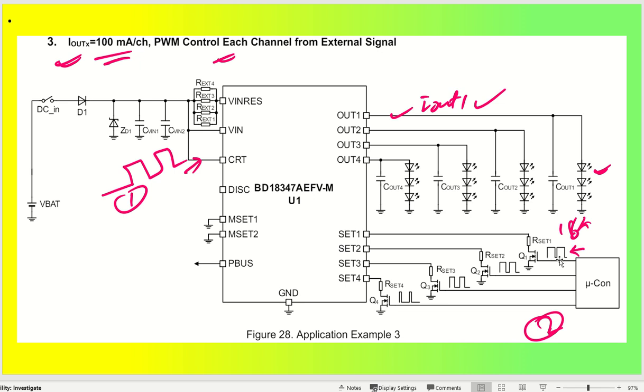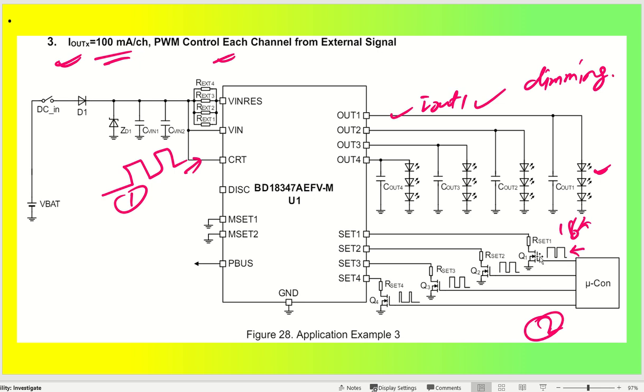Now in the off cycle, the I set pin will be floating, because MOSFET Q1 is off. In that case I out 1 will not be coming, and this is how the LED will become off. So this is how it gives a dimming function.